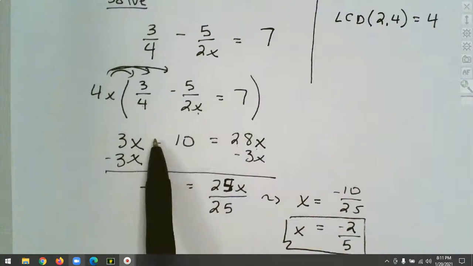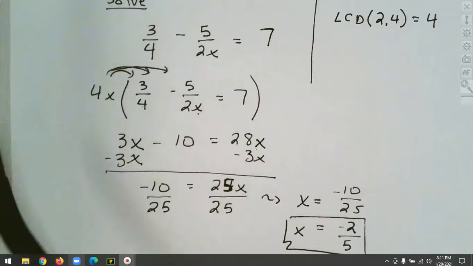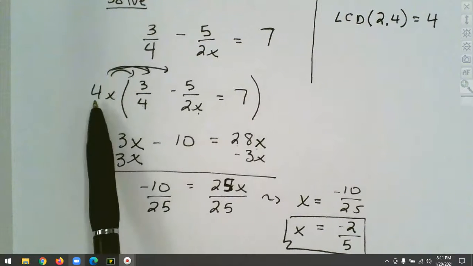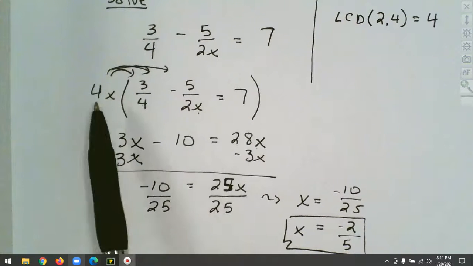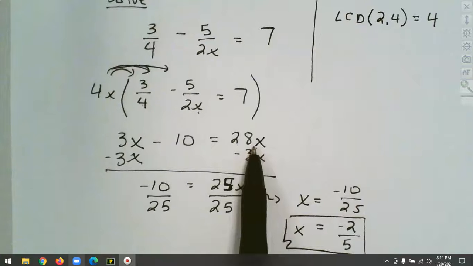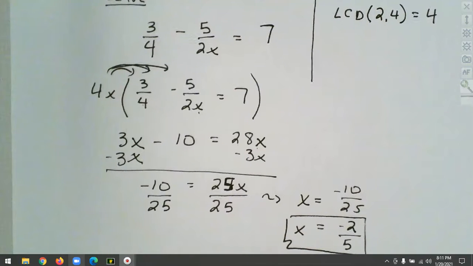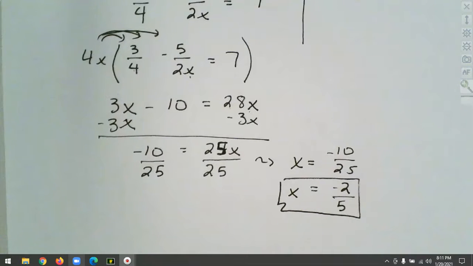The negative comes down, the x's cancel. Last piece, 4 times 7. 4 times 7 is a 28. X didn't cancel, so it stays there. I move the 3x over with subtraction. And 28 minus 3 makes it then a 25.